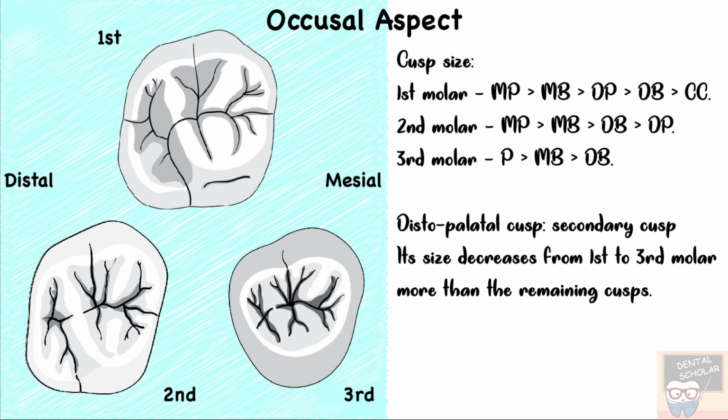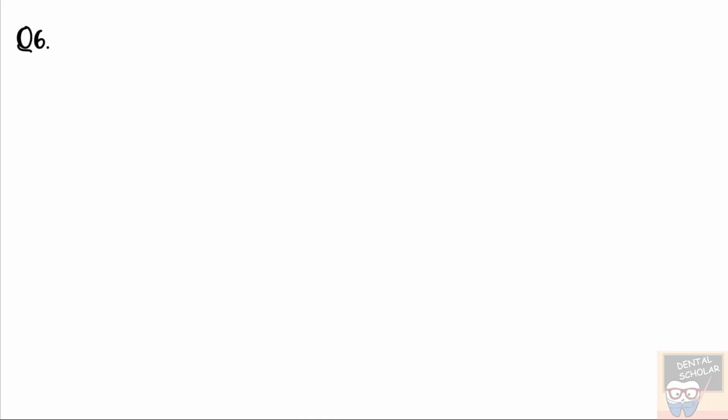What it means is, since it is the secondary cusp, the reduction in the size of the distopalatal cusp is more as we move from first to third molar as compared to the other cusps. So obviously all the cusps are reducing in size from first to third molar, but this reduction in size is more in the distopalatal cusp, and that is why though it is larger in the first molar as compared to distobuccal, it is smaller in the second molar, and hence the answer. Let's now go to the sixth question.